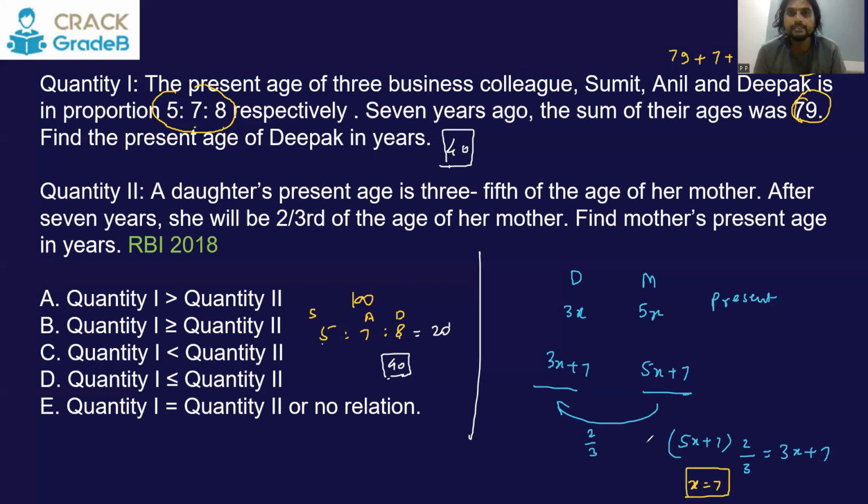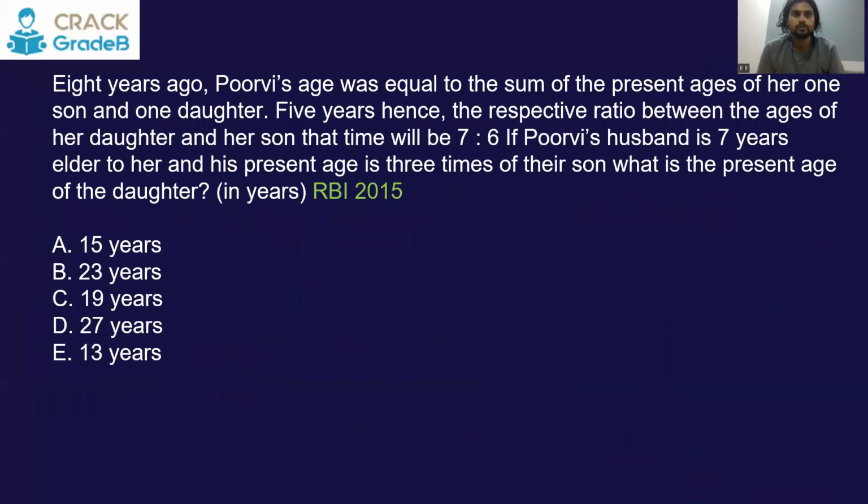They're asking the present age of the mother. So put x is equal to 7 here. Presently, the mother is going to be 35 years old. So quantity 2 is 35. So quantity 1 was 40, quantity 2 was 35. So we'll mark quantity 1 greater than quantity 2. Easy? Let's see one last question.